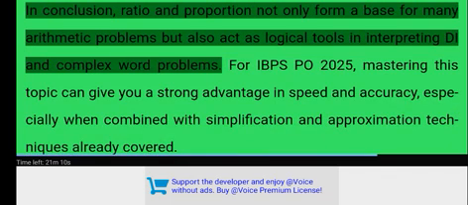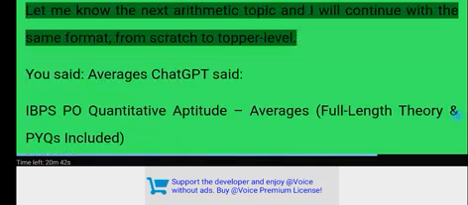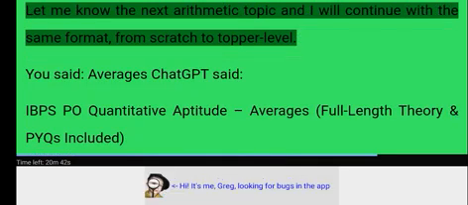In conclusion, ratio and proportion not only form a base for many arithmetic problems but also act as logical tools in interpreting DI and complex word problems. For IBPS PO 2025, mastering this topic can give you a strong advantage in speed and accuracy, especially when combined with simplification and approximation techniques already covered. Let me know the next arithmetic topic and I will continue with the same format, from scratch to topper level.